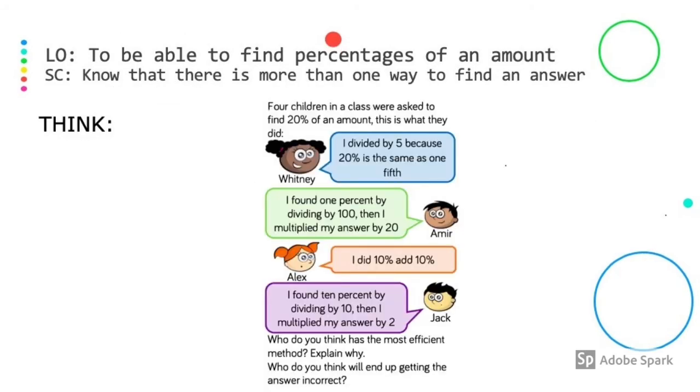Let's have a go at a think now. Four children in a class were asked to find 20% of an amount. This is what they did. Whitney divided by 5 because 20% is the same as 1/5.